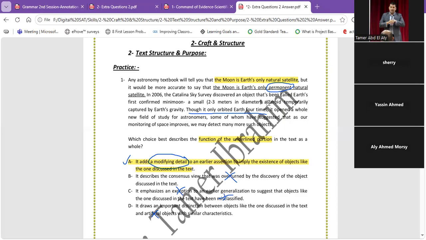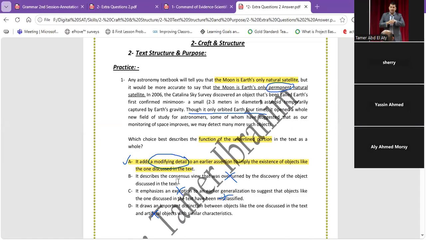Take care. He talks about nature. He doesn't talk about any kind of artificial stuff. He talks about an asteroid, and you know that asteroids are built of rocks, I think between Mars and Earth. Let's find it. So the underlying part adds a modifying detail. Yes, he adds permanent, and he even makes it italic. To an earlier assertion, yes, this is an assertion that the moon is Earth's only natural satellite. To imply the existence of objects like the one discussed in the text, yes, because here he mentioned another one called a mini moon, so it can be A.